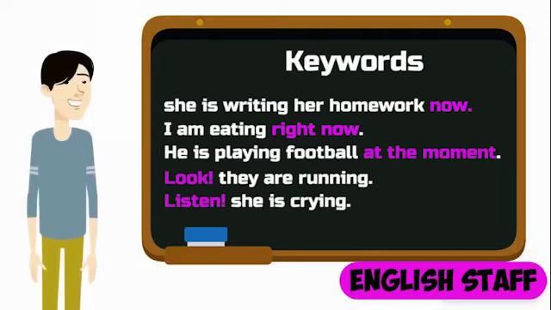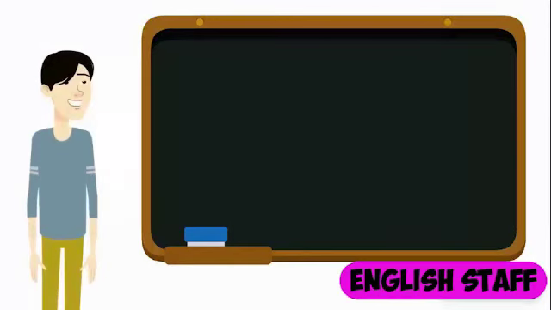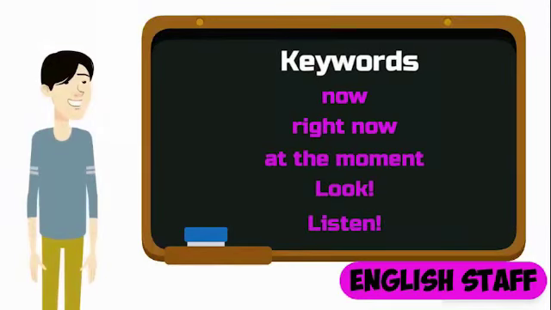First one, she is writing her homework now. We have here now. The second one, I am eating right now. Right now. He is playing football at the moment. At the moment. Look, they are running. Look. Listen, she is crying. Listen. So the keywords of the present continuous will be now, right now, at the moment, look, and listen.